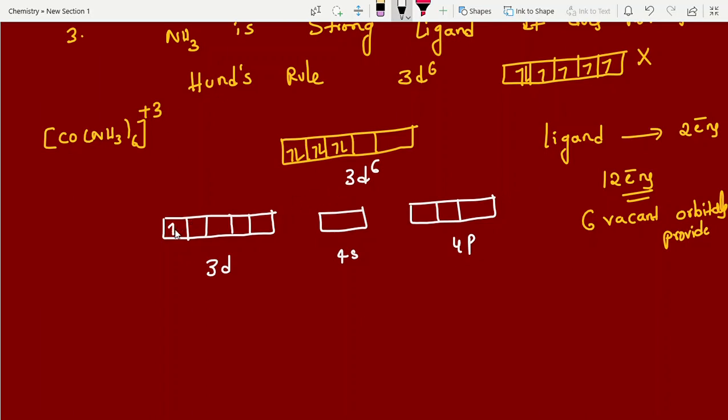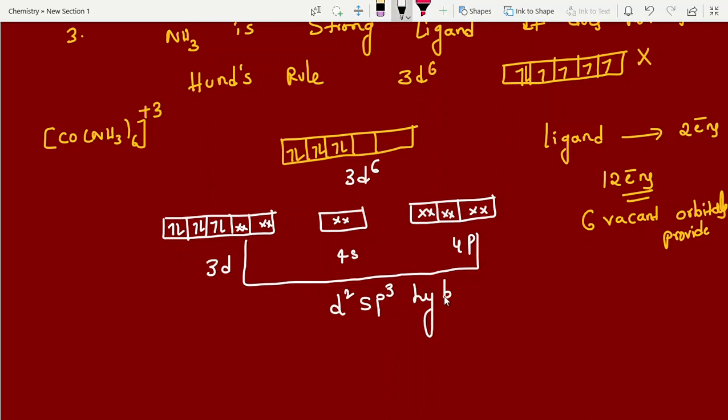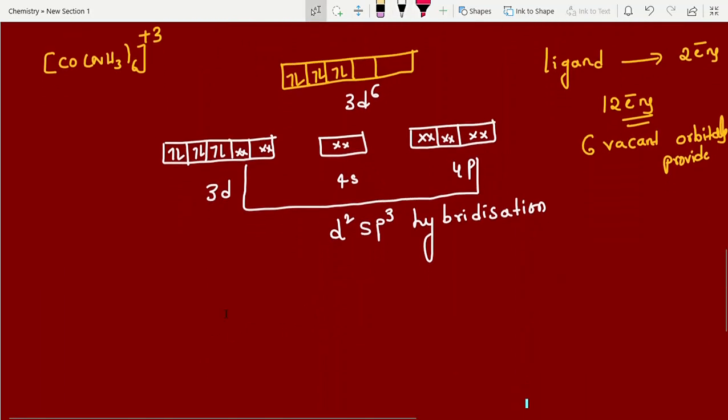Now 3d6. 1, 2, 3, 4, 5, 6. 6 ligands donating. How many vacant orbitals? 1, 2, 3, 4, 5, 6 vacant orbitals provided. That's it. Okay. Now, what is the hybridization? d2sp3 hybridization. 2 d orbitals, 1 s orbital, 3 p orbitals involving d2sp3 hybridization. That's all, students. This is the hybridization.